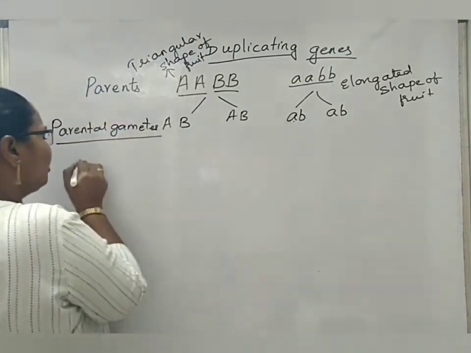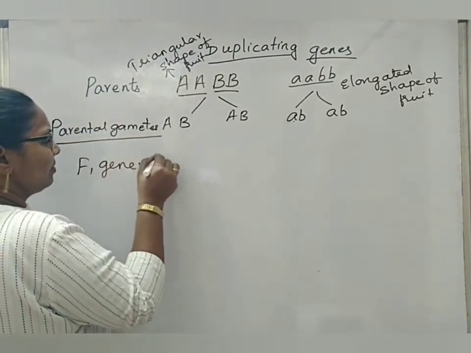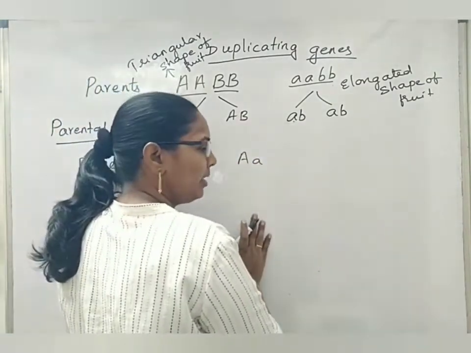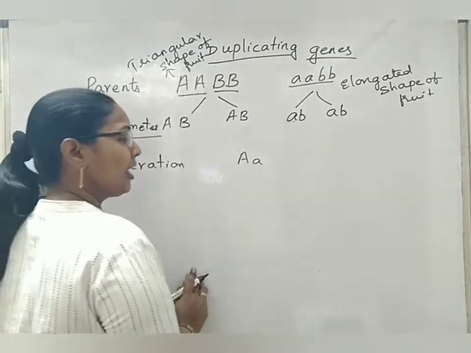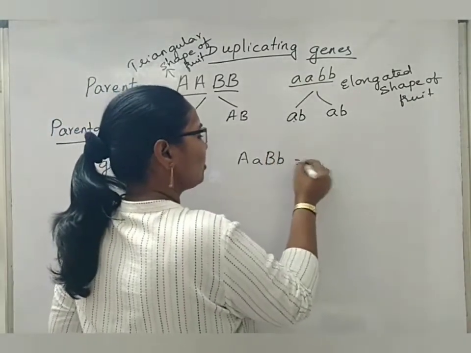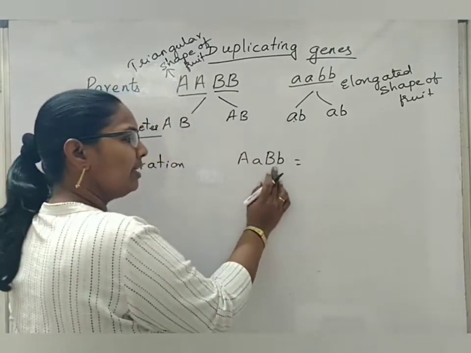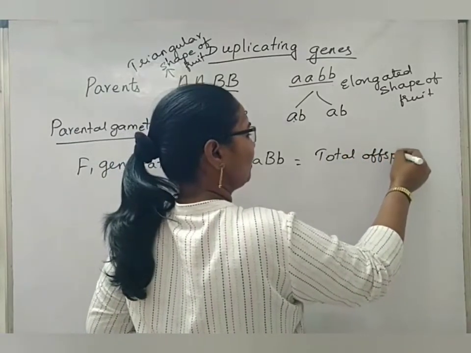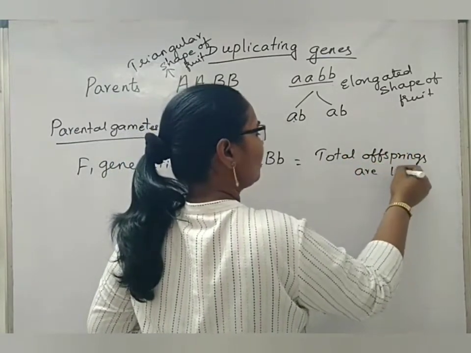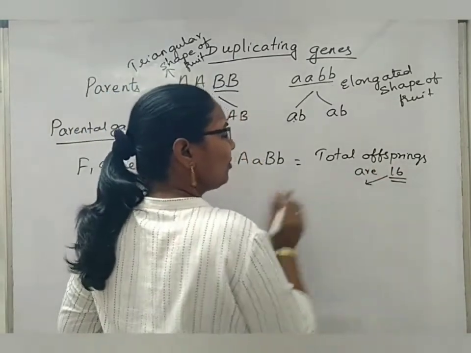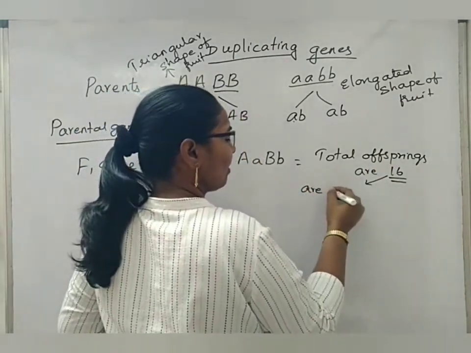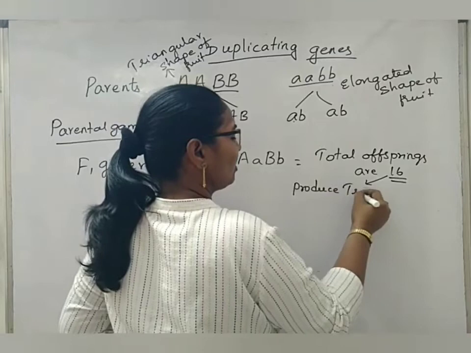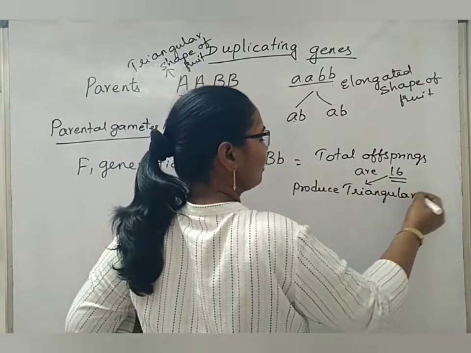So these are considered as parental gametes. When we fuse these to get F1 generation, then all 16 offsprings in F1 generation are of triangular shaped fruit. So all offsprings will be like this. They will have allele combinations like this, and we know that total offsprings are 16. And all 16 offsprings produce triangular shaped fruits.